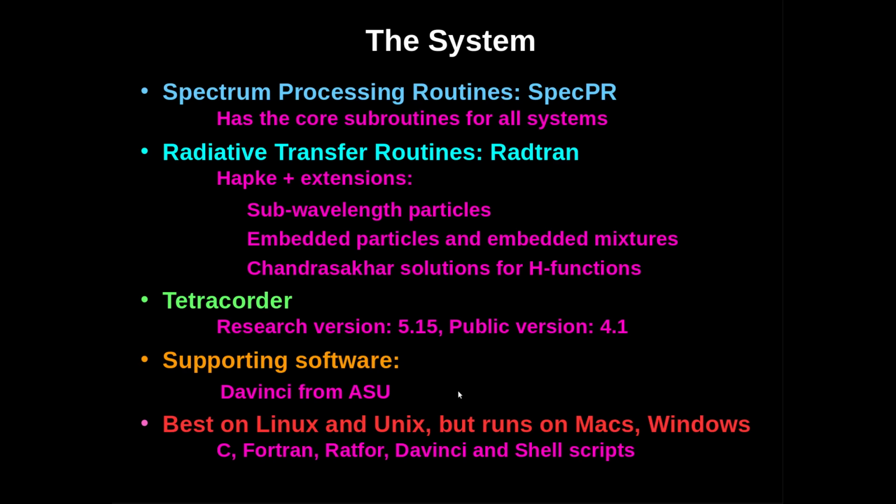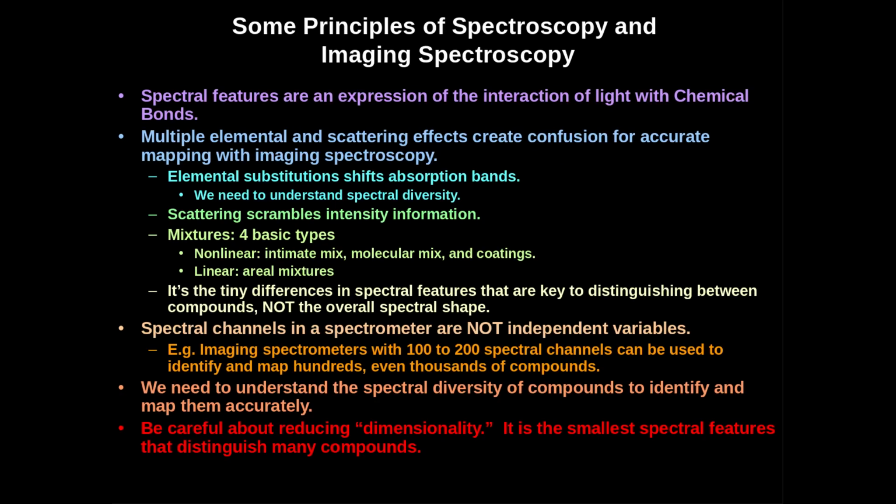The system is a combination of C, Fortran, Rat4, DaVinci, and shell scripts. So first, some principles of spectroscopy. Spectral features are an expression of the interaction of light with the chemical bonds. Multiple elements and scattering effects create confusion for accurate mapping with imaging spectroscopy. This includes the strength of absorption bands and how they relate to abundance.